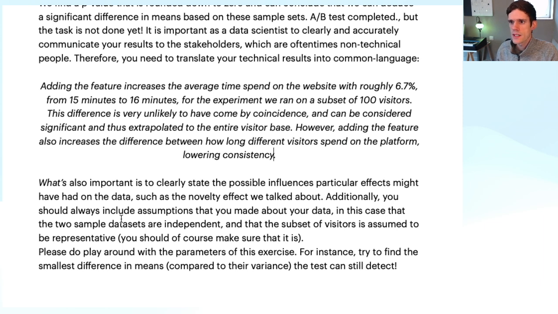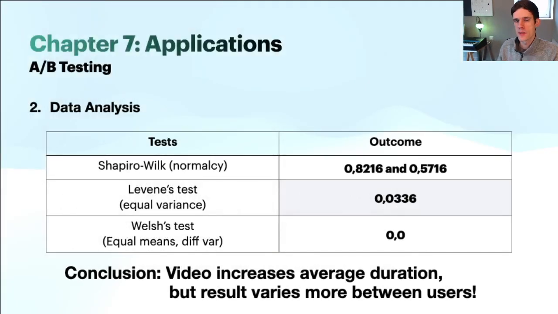Adding the feature increases the average time spent on the website by roughly 6.7%, from 15 to 16 minutes, for the experiment that we ran on a subset of 100 visitors. This difference is very unlikely to have come by coincidence and can be considered significant, and thus extrapolated to the entire visitor base. However, adding the feature also increases the difference between how long different visitors spend on the platform, lowering consistency. And this is how I would write it in this specific case.